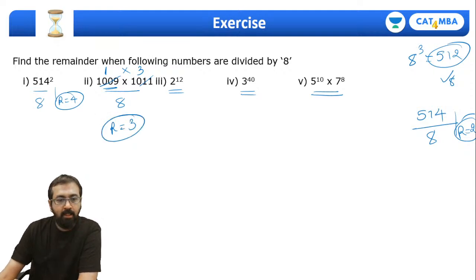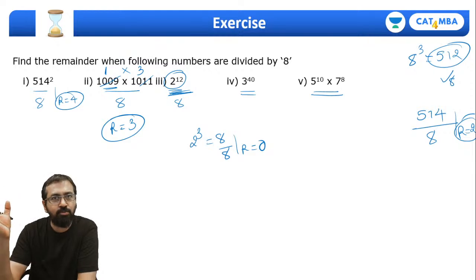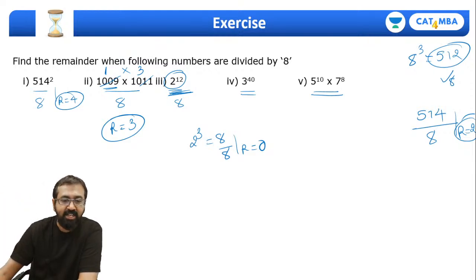Okay, 2 raised to 12 divided by 8. What is the remainder, guys? Can I say 2 cube itself is 8? So 8 divided by 8, remainder is 0. So definitely any power of 2 which is 3 or more than 3 is going to be a multiple of 8. If you take 2 raised to 4, 2 raised to 5, 2 raised to 6, all of this will be a multiple of 8, because 2 cube itself is divisible by 8, right? So this will leave remainder 0.